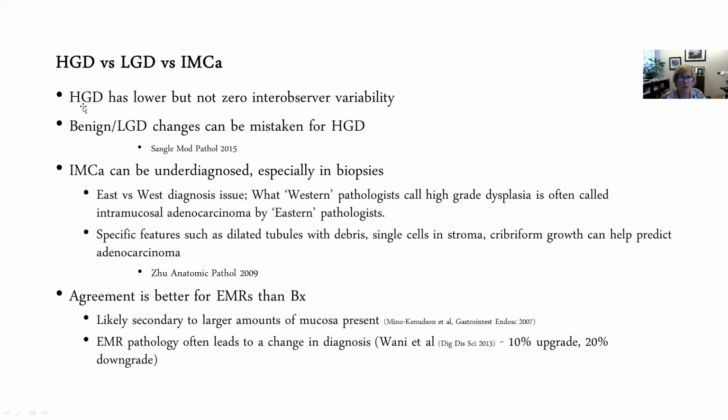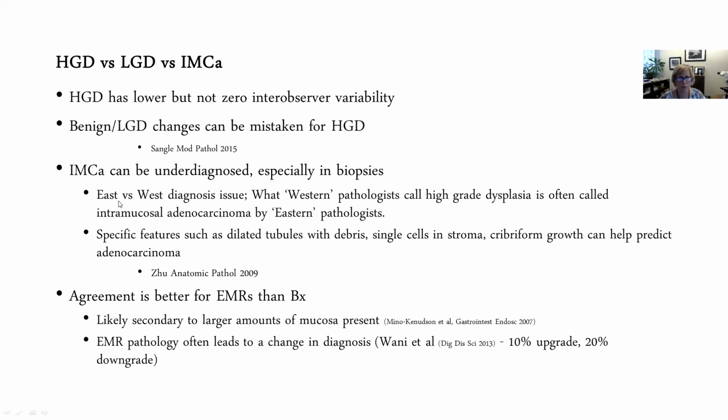High-grade dysplasia, as I mentioned before, has lower but not zero interobserver variability. And unfortunately, we can still mistake benign or low-grade changes for high-grade, and high-grade changes can be mistakenly called benign. It doesn't happen often, but it is still possible. Intramucosal adenocarcinoma by itself can be underdiagnosed, especially in biopsies. I particularly am very cautious unless the changes are very dramatic.